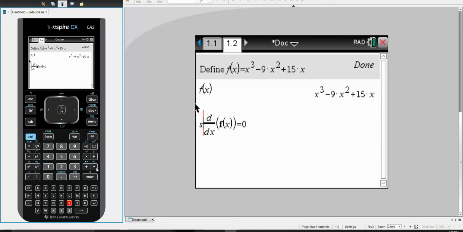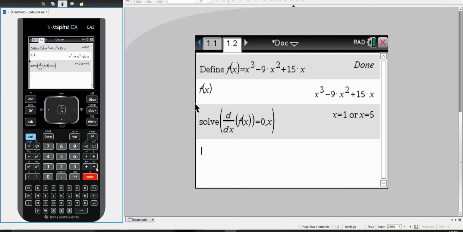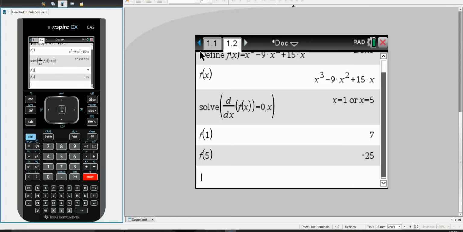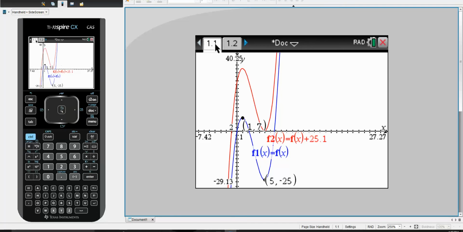You can say solve for this, so solve for the derivative where x equals 0. Okay, and so you got x equals 1 and 5, and then to find out your y values, you can sub f of 1, f of 5. Okay, and then you could have done the same thing. But hopefully this graphically would have made more sense to you as to what we're really doing. And that's a typical question, so keep that in mind.